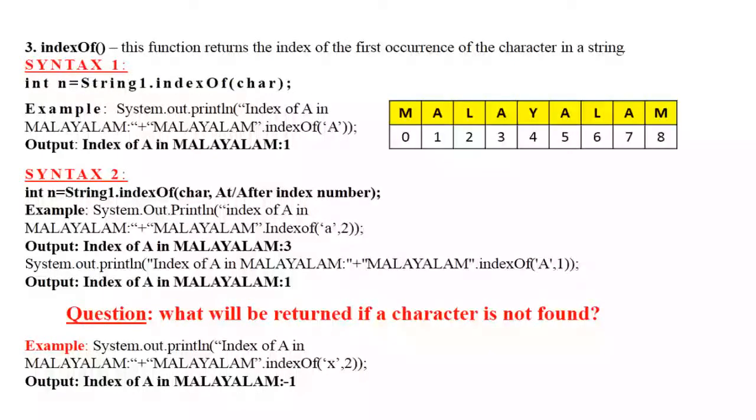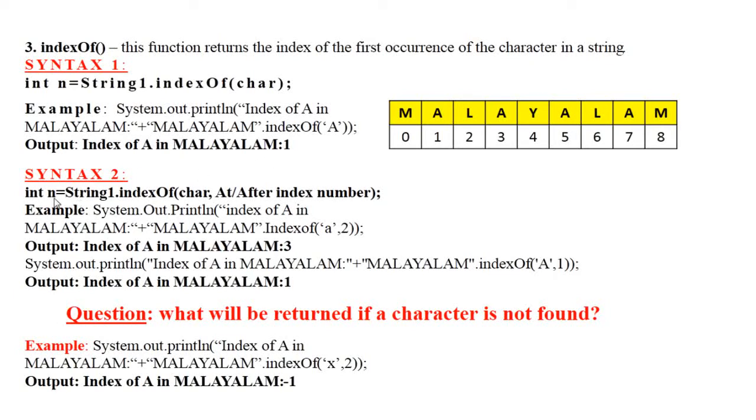The third string function is indexOf. This function returns the index of the first occurrence of the character in a string. Suppose the word is Malayalam and these are the index numbers, and you are locating capital A in Malayalam. So you have written Malayalam.indexOf(A), and this message is getting printed along with it. So A, the first occurrence is at index 1. So the output is: index of A in Malayalam is 1.